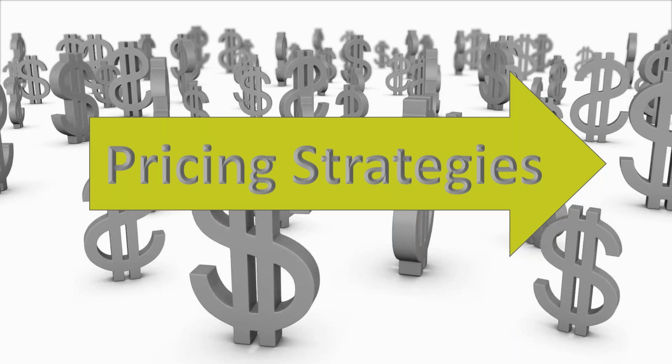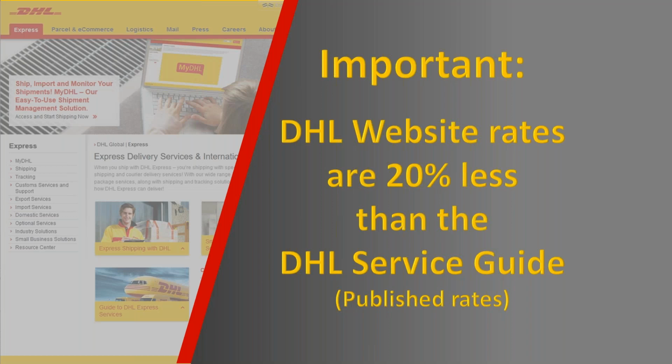But one thing I did want you to be aware of pricing with DHL is that PostalMate will never match the website. That's because the website for DHL offers a 20% discount from the DHL service guide. You get a 63 or better if you're a Tier 4 discount currently from the service guide, which is what we call published rates. So the DHL website is not published rates. It's 20% less than published rates, to the penny, by the way. I actually confirmed that.